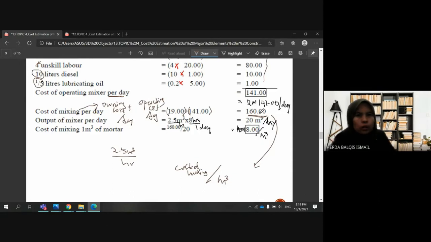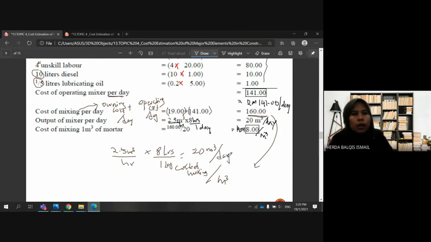So what you can do, you need to know the output of mortar to be produced in 1 day. That's why you multiply with 8 hours per day. 8 hours is the standard working hours in 1 day. So you multiply, and you will get 20 cubic meters of production or output in a day.